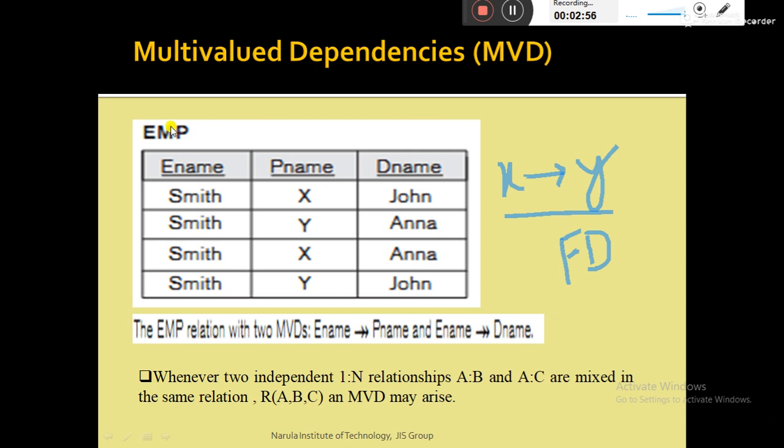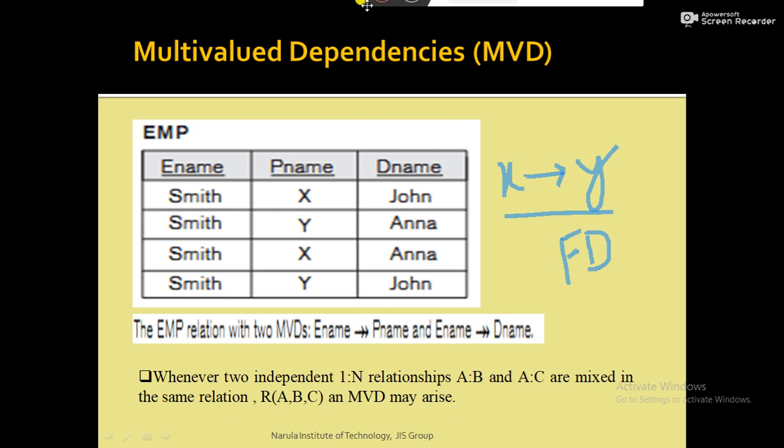Consider the relation EMP, which consists of three attributes. ename is for employee name, pname is for project name where a particular employee is assigned, and dname is the dependent name. And if you look at the relation EMP, in that relation no FD, means no functional dependency, actually exists here. Why? Let me draw it first clear.